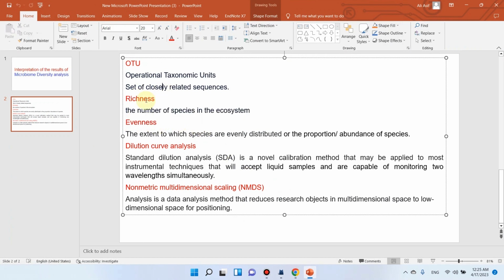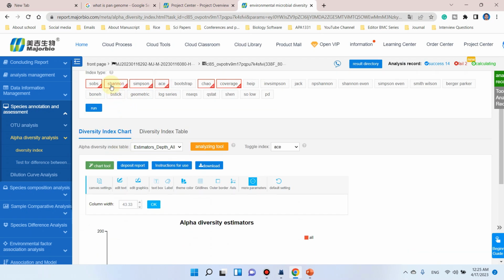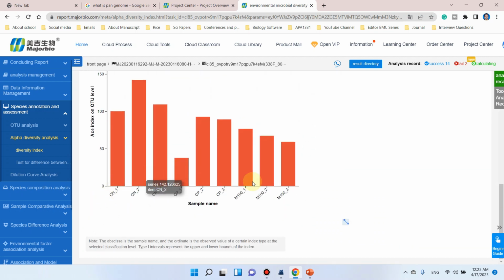evenness. So what actually are richness and evenness? Richness shows the number of species within an ecosystem. Let's suppose the control negative has three species, and similarly the control positive has three species. So you can see the control negative and control positive both have three species. So it means the overall richness of the control negative and control positive is the same.